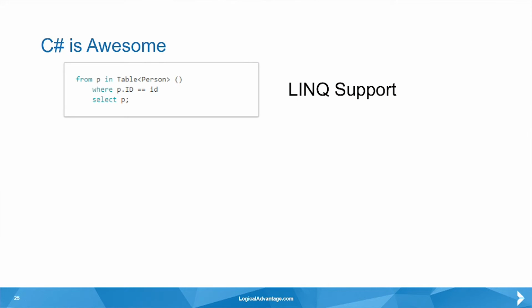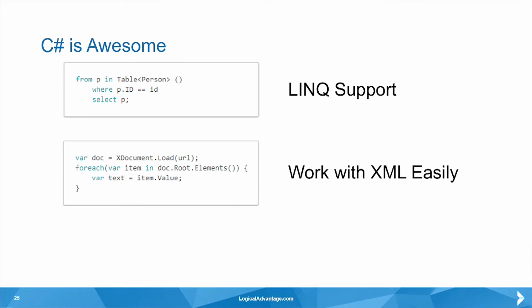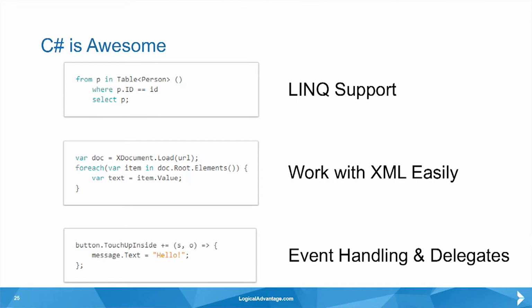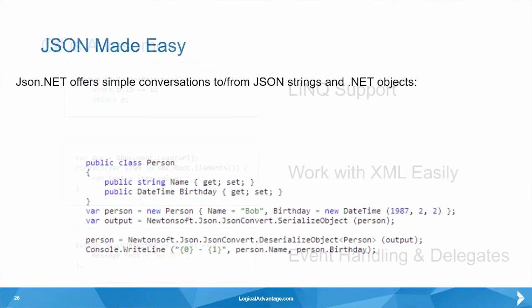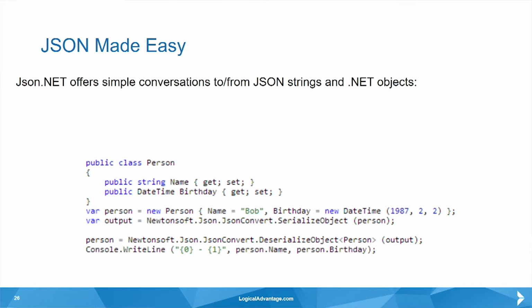You get Lambda expressions and LINQ, whether you're more comfortable with the Fluent syntax, or this is, I think, the LINQ query expression syntax. It can really reduce the amount of code you have to write. C# works with XML easily. You have event handling and delegates. Also, you've got a ton of great libraries available, like JSON.NET. And this is an example that shows how easy it can be with JSON.NET to serialize Bob, and then you can deserialize him back into a person again, just with a few lines of code. I thought that was a great example.